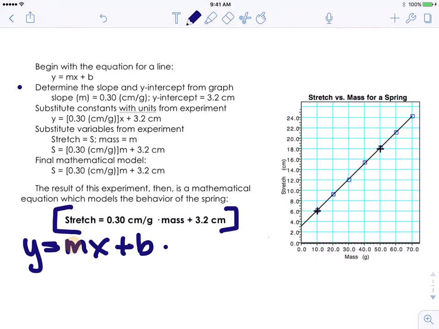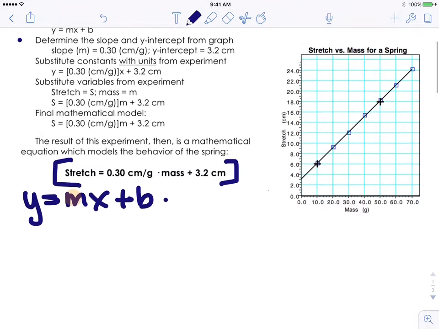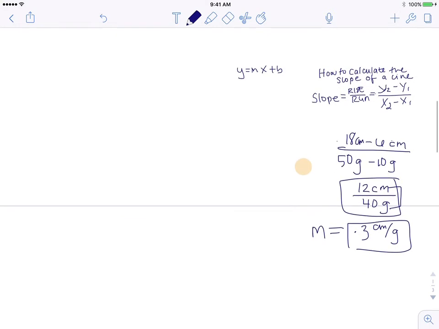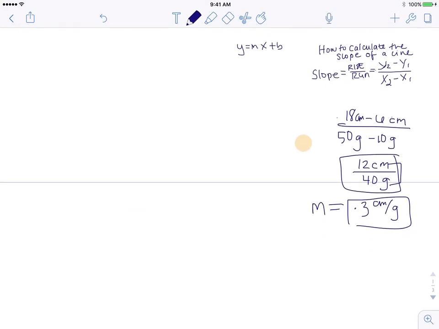The slope, or m, was calculated, and we did that in the other video, and this is just a short little overview of what I did. I took the equation for slope, which is also known as the rise over run. The equation is y2 minus y1 over x2 minus x1. I put in the values for those variables. I did the math. I subtracted 18 centimeters minus 6 centimeters over 50 grams minus 10 grams. Ended up with 12 centimeters on the top, 40 grams on the bottom, and then I divided.